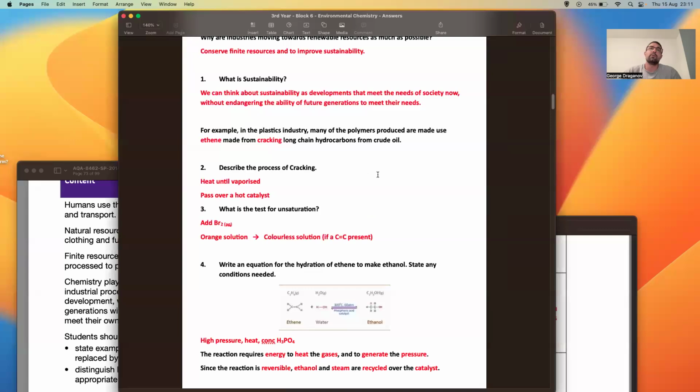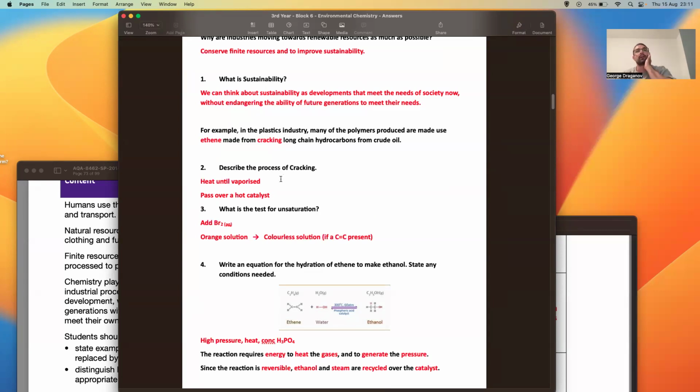Here's an example. So if you're making a plastic, it comes from crude oil, from fractional distillation. Then once you get your alkane, you crack it to turn it into an alkene. Then you take your alkene and you polymerize it to turn it into a polymer. So there's a lot of stages involved. So plastic is not good.